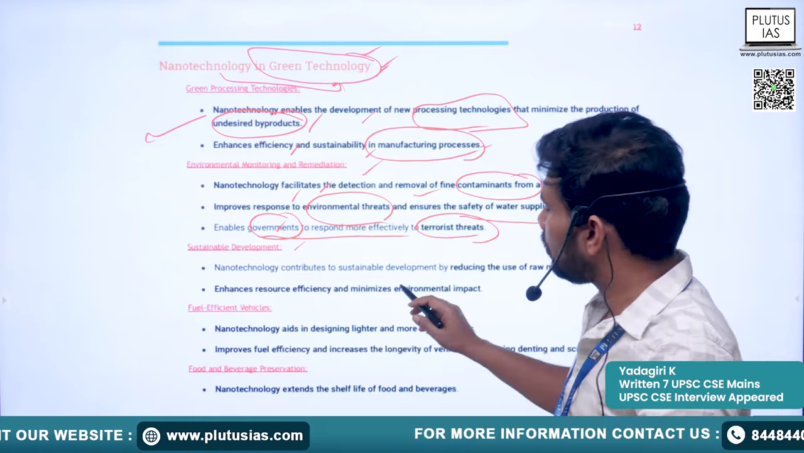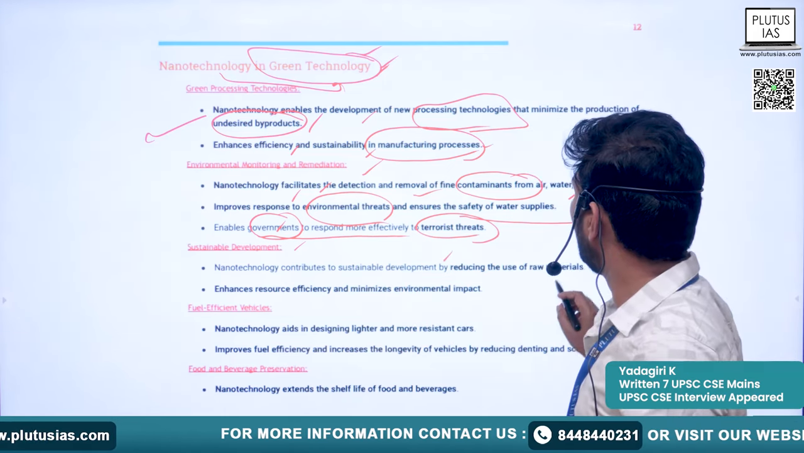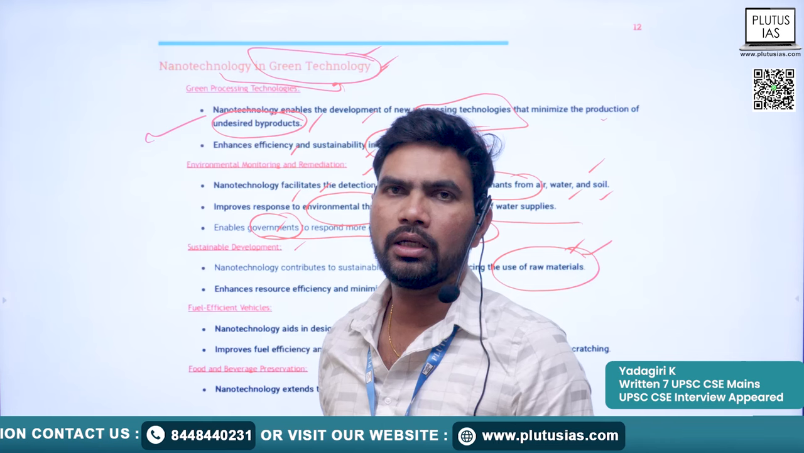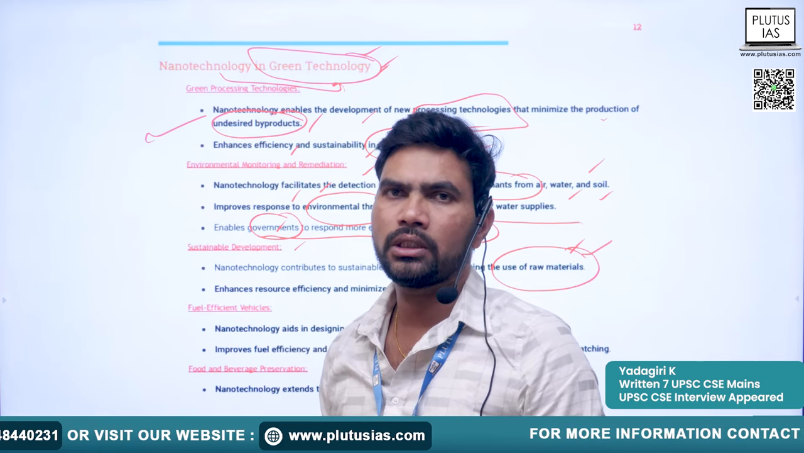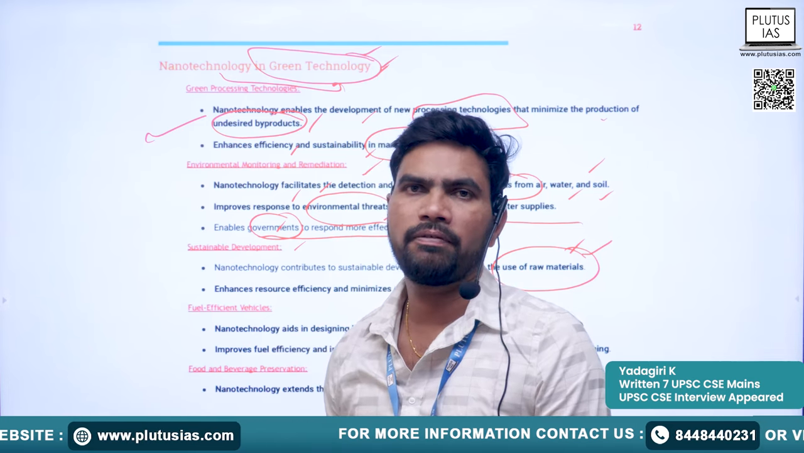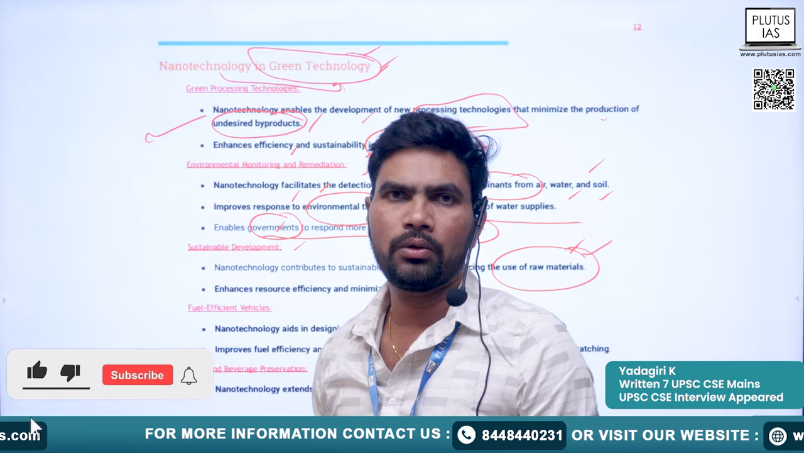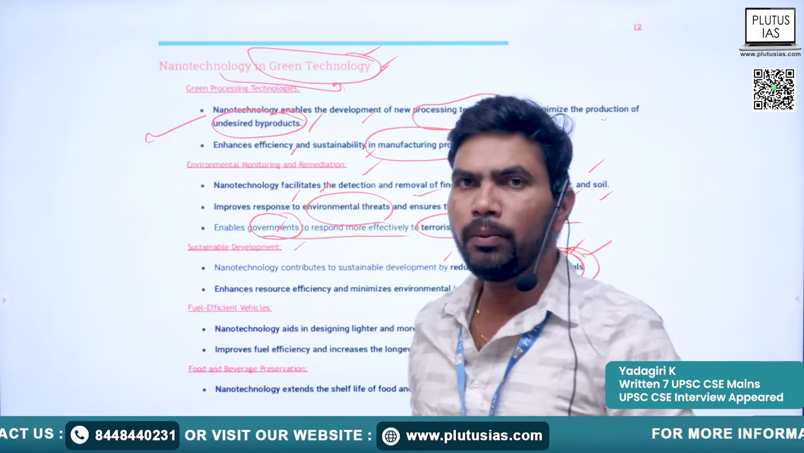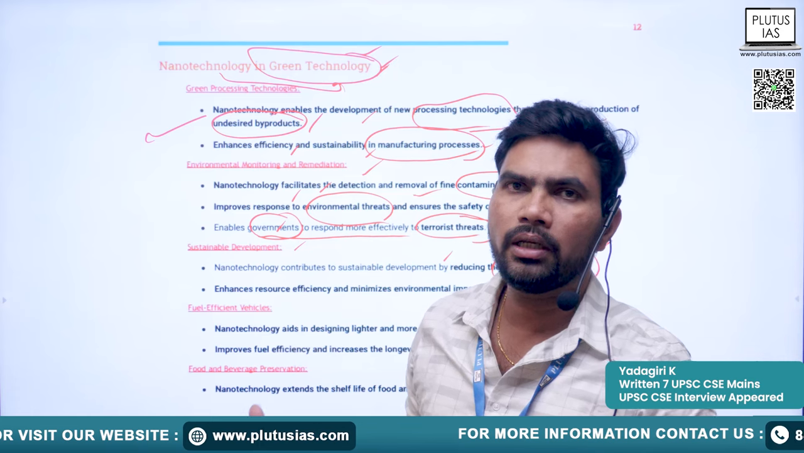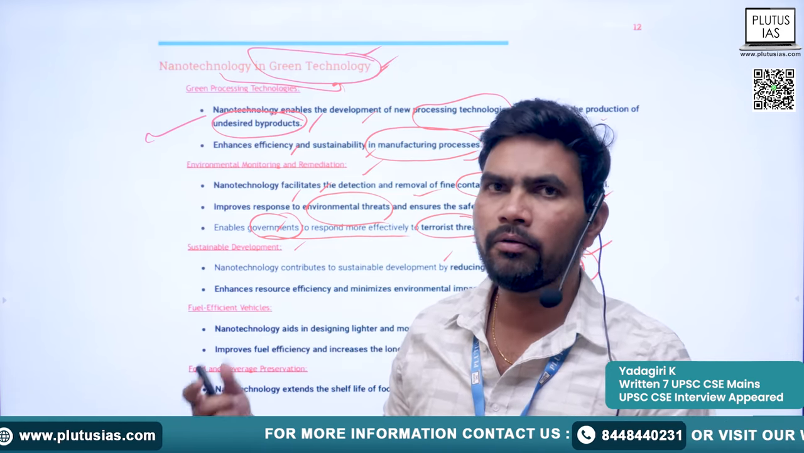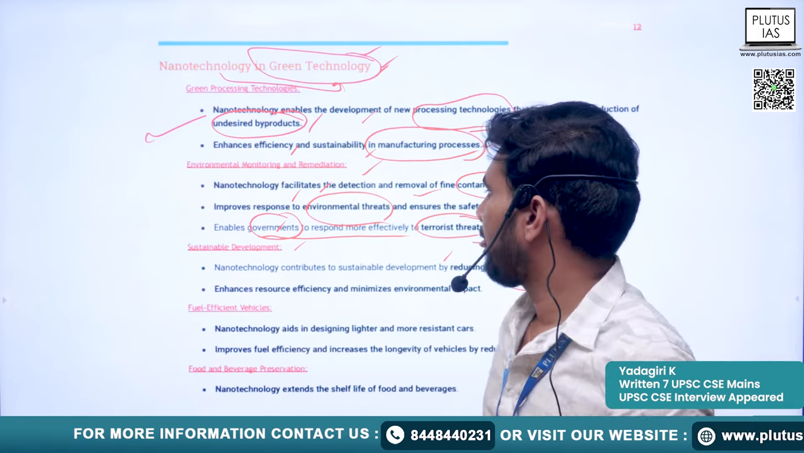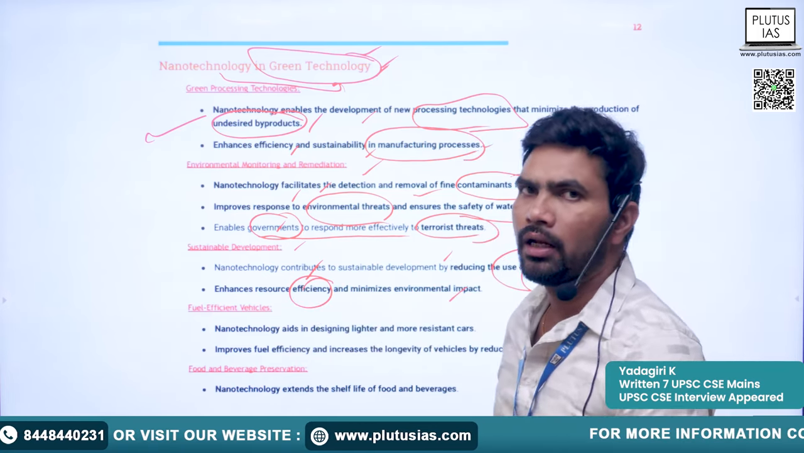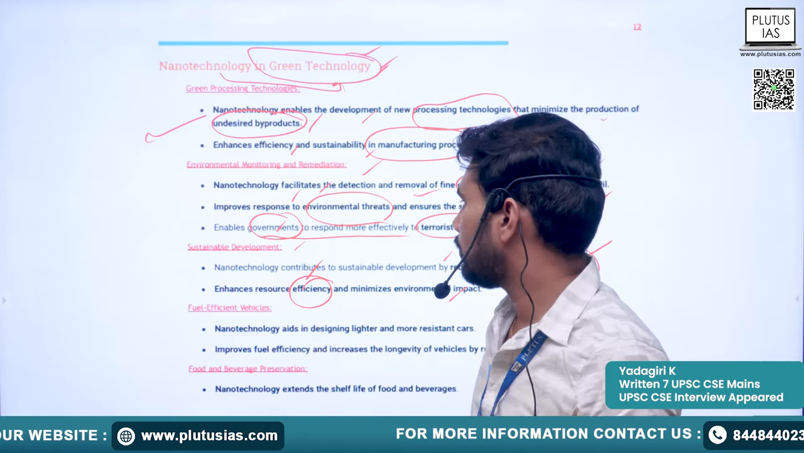Next, sustainable development. Nanotechnology contributes to sustainable development by reducing the use of raw materials. How is it possible? The efficient use of resources can be made possible through nanotechnology. So when that happens, the raw materials will be used less. In this way, we can preserve material resources for utilization by future generations. So it enhances resource efficiency and minimizes environmental impact. In this way, sustainable development is possible.